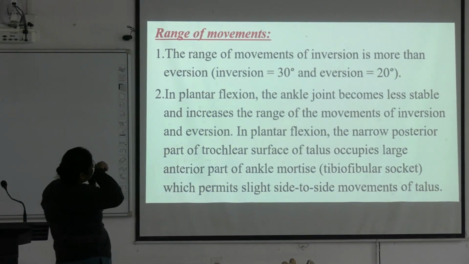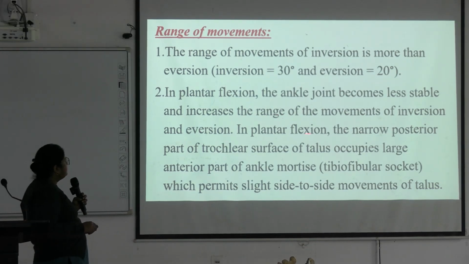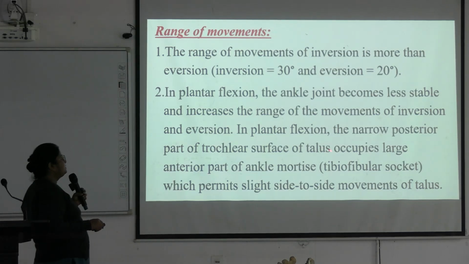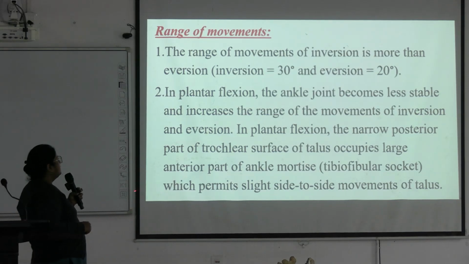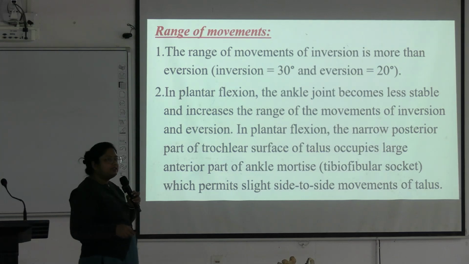In plantar flexion, the ankle joint becomes less stable and the range of movement of inversion and eversion increases. In plantar flexion, the narrow posterior part of the trochlear surface of the talus occupies the large anterior part of the tibiofibular mortise, which permits slight side to side movement of the talus.